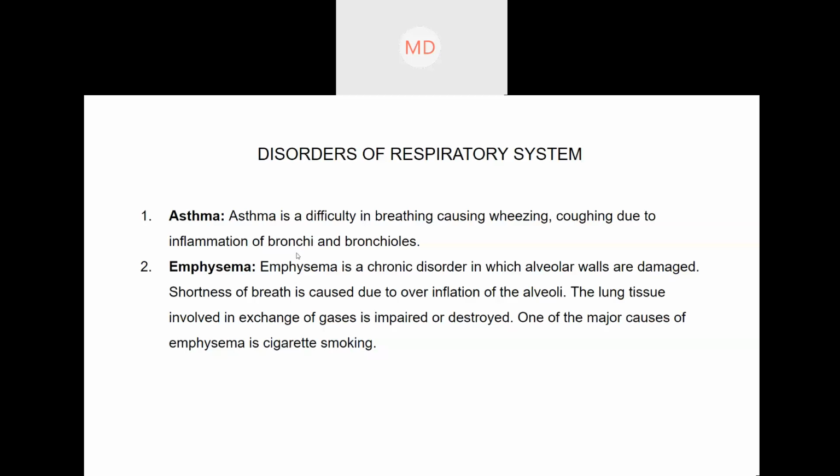Emphysema is generally caused by damage to the alveolar walls and the lung tissue. But asthma is caused by inflammation of the bronchi and bronchioles. The walls do not get damaged; it is just inflammation, which means it reddens and swells. That is the cause. But for emphysema, the walls of the alveoli get damaged, and the lung tissue also gets destroyed. Is it clear now?